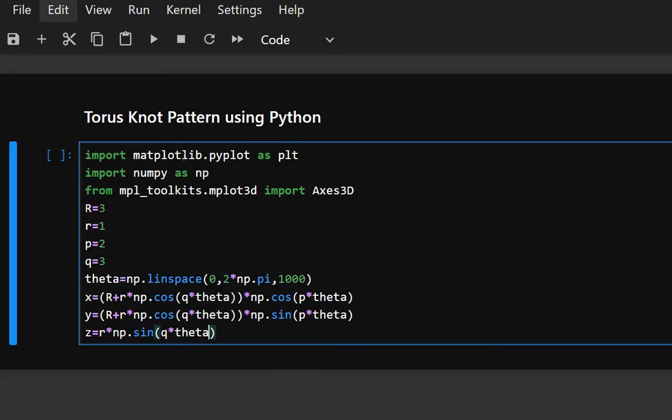This equation describes the vertical position of the point, complementing the x coordinate to form the loop around the torus. And the next equation is for the z coordinate, which is z(theta) equals r times sin(q times theta). This equation determines the height of the point relative to the horizontal plane, and it ensures the knot winds around the hole of the torus. And now we'll plot the torus knot.